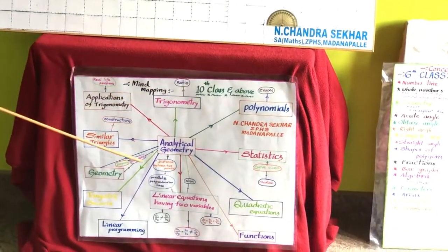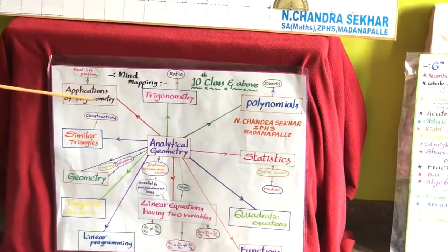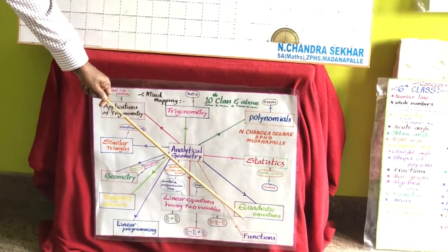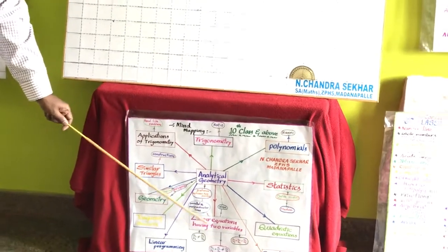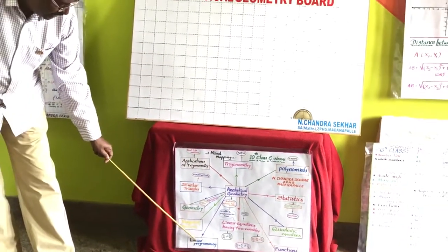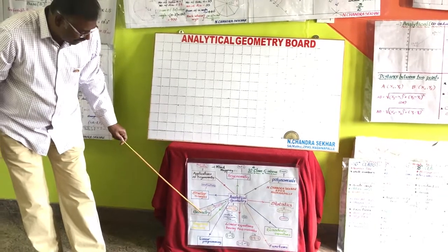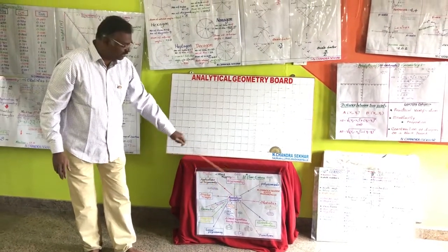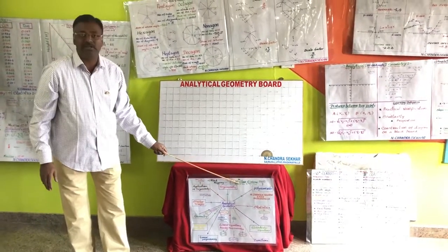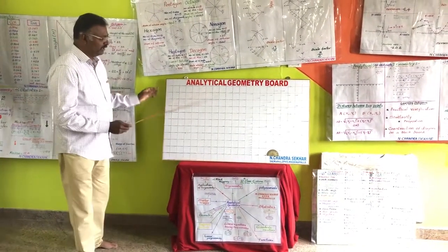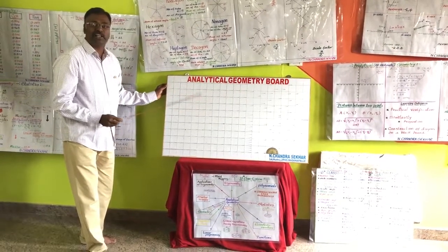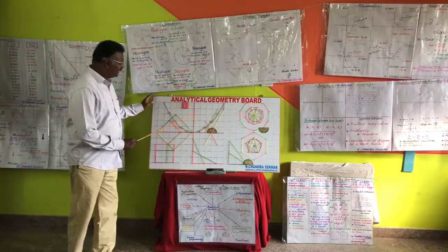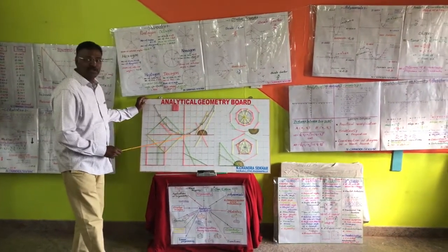I want to teach all the concepts, for example, analytical geometry, applications of trigonometry, polynomials, statistics, quadrilaterals, quadratic equations, functions, linear equations in two variables, linear programming, tangents and secants, geometry, similar triangles. Through this board, using analytical geometry, I want to explain all the chapters. Some concepts of the 10th class also I want to teach through this board and verify the results of what they learned in class. Is it correct or not? Verify through this board.